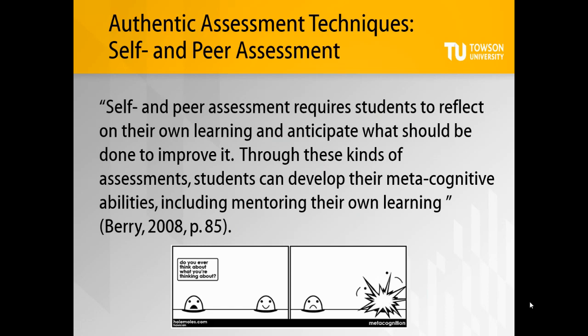As I mentioned previously, authentic assessment includes opportunities for students to reflect on what they did and how they did it, and to learn from their reflections. Self and peer assessment offers students those opportunities to reflect and to learn. As Barry pointed out, self and peer assessment requires students to reflect on their own learning and anticipate what should be done to improve it. Thinking about their own thinking develops students' metacognitive abilities.